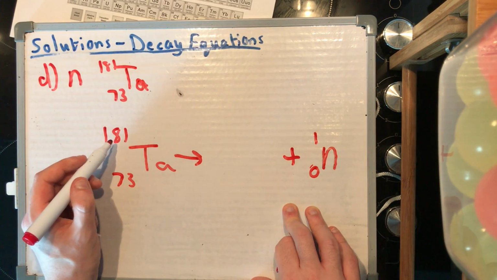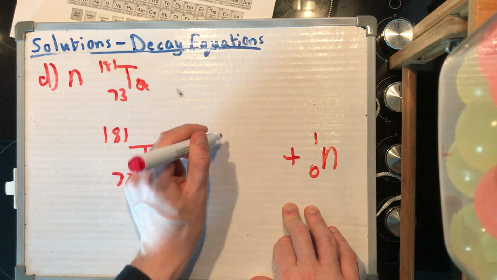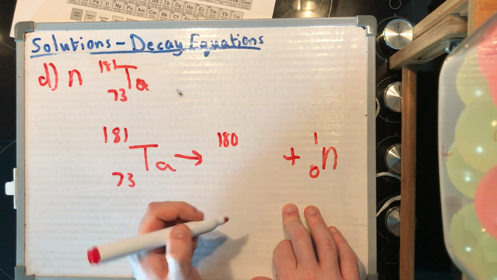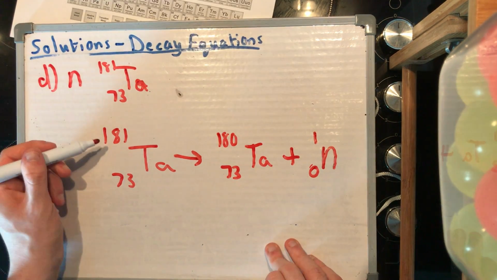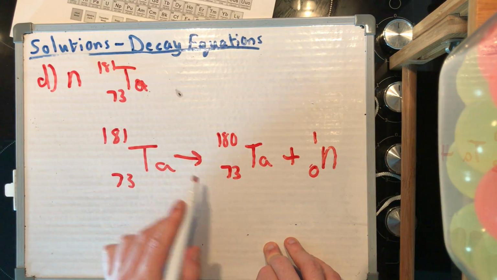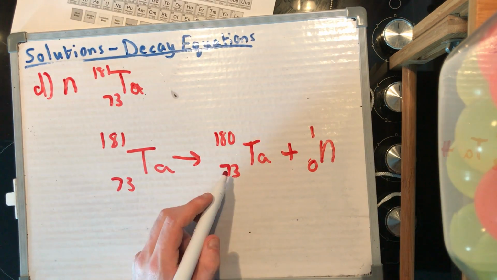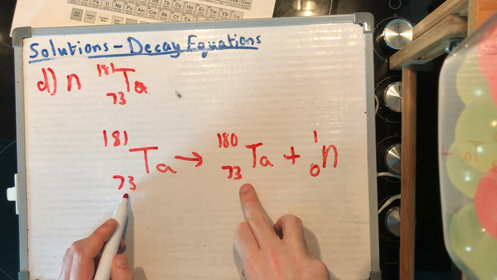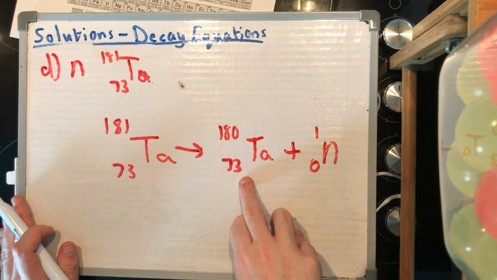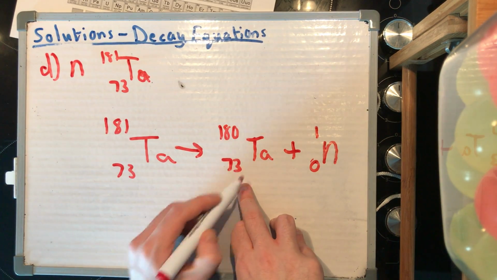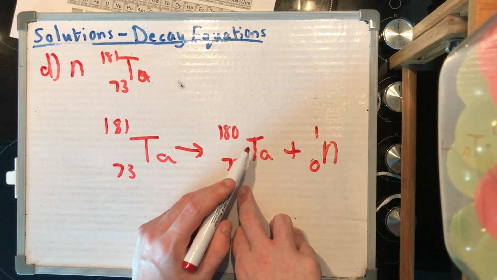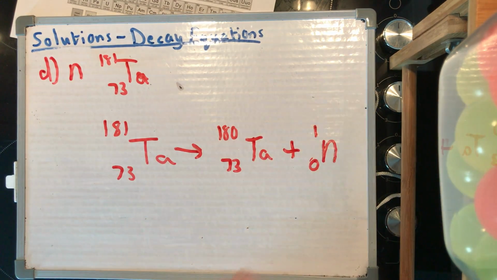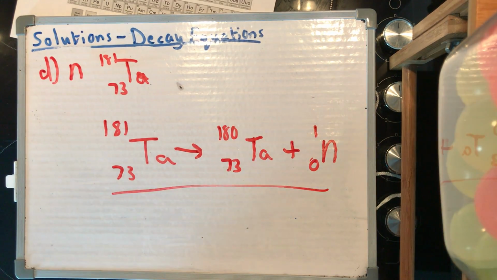And we need to balance the numbers. So 181 minus 1, 180. 73 minus 0, still 73. So we're still on tantalum, but instead of being on tantalum 181, because that's where we were, we're now on tantalum 180. We haven't changed element because the number of protons has not changed. That's a very important thing to remember. We haven't changed proton number, we've only changed the number of neutrons, so the element doesn't change, it's just a new isotope. Right, so those are the solutions to all 4 of those for your americium, sulfur, platinum and tantalum.